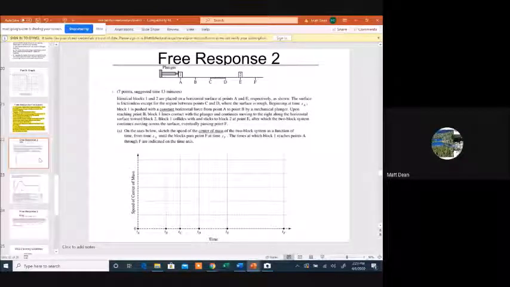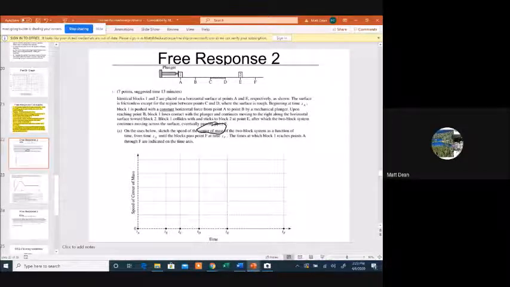All right, so let's pay attention to what we've got here. There are some important ideas to keep in mind. Notice on part A, sketch the speed of the center of mass. They don't want us to sketch the speed of each block. Sketch the speed of the center of mass.